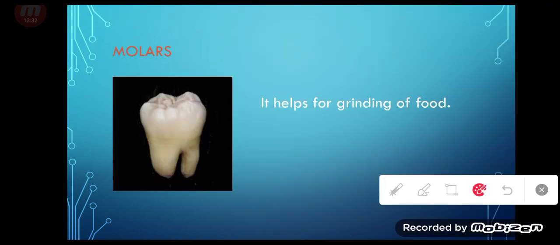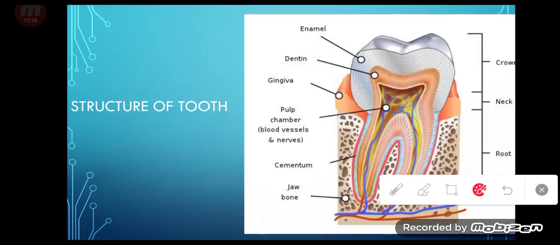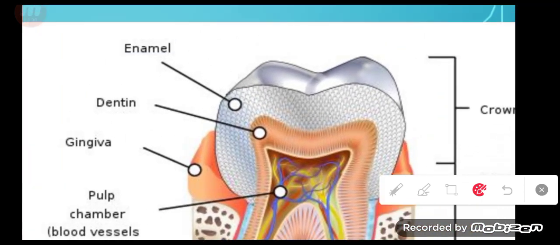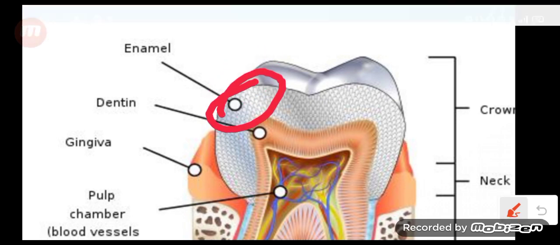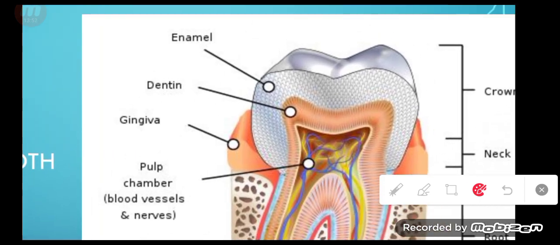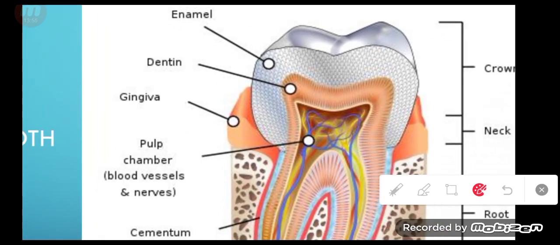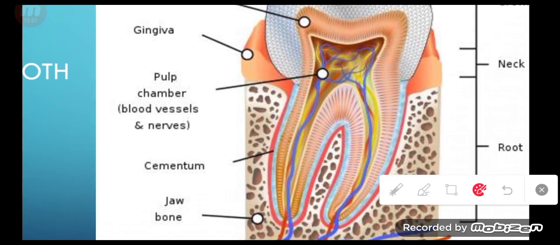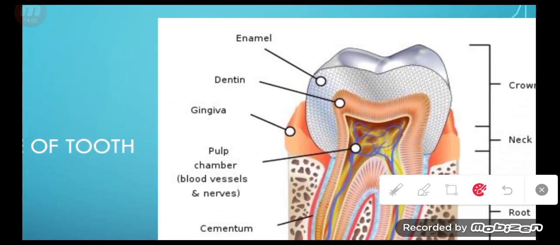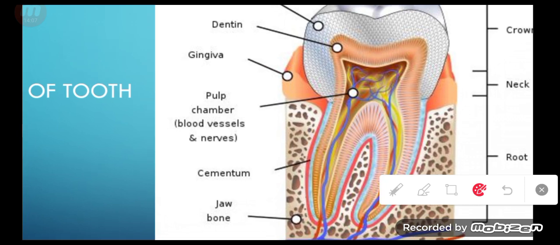Now these are the four types of teeth we have discussed. Now let's move on to the structure of a tooth. On screen you can see the structure of a tooth. Here the first layer is enamel. Before discussing the structure of the tooth, we should know the parts of the tooth first. The first part is the crown, the second part is the neck, and the third part is the root. So the tooth is divided into three parts, mainly crown, neck, and root.